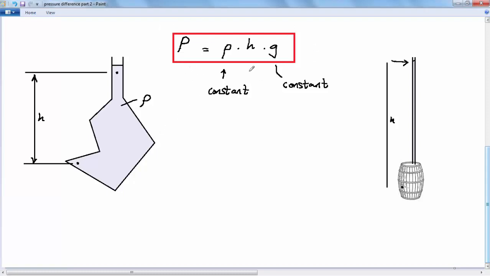And then after that, we'll look at how to apply this formula to calculate the atmospheric pressure at the Earth's surface. Okay?